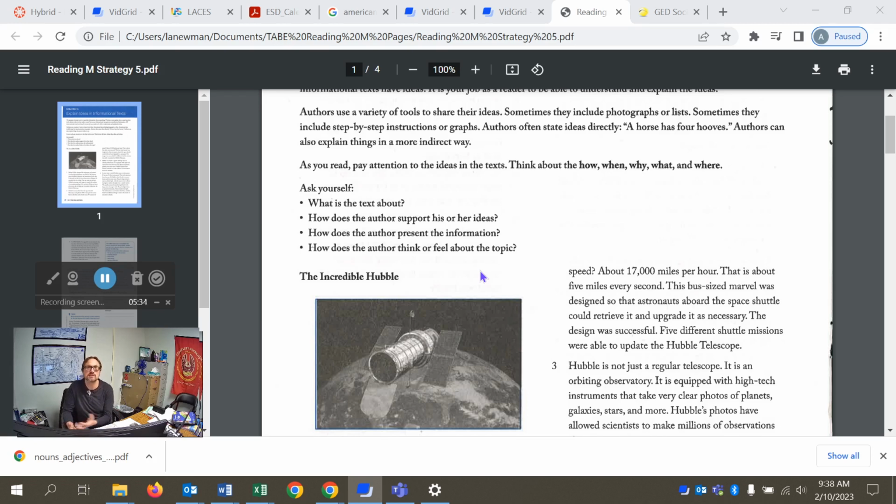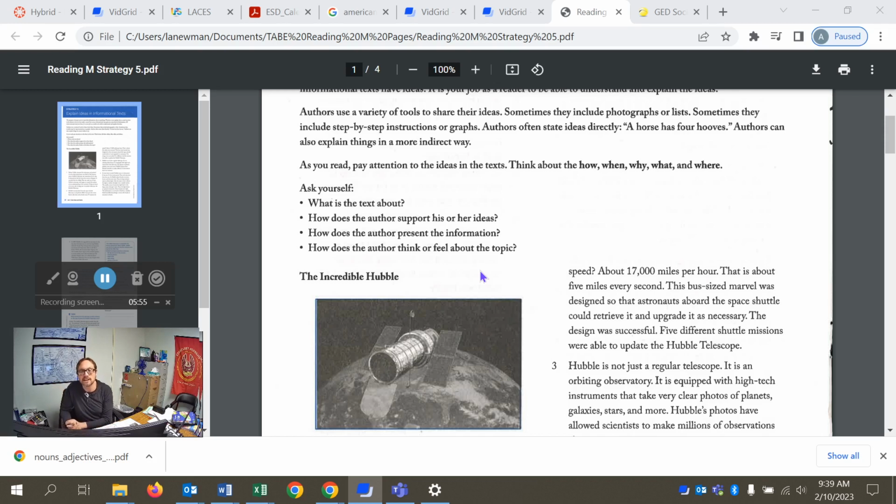So think about what sort of elements the writer is bringing in to support the ideas. How does the author present the information? Is it presented chronologically? If it's a science experiment, it probably will be. You start at the beginning of the process and you go through to the end of the process.